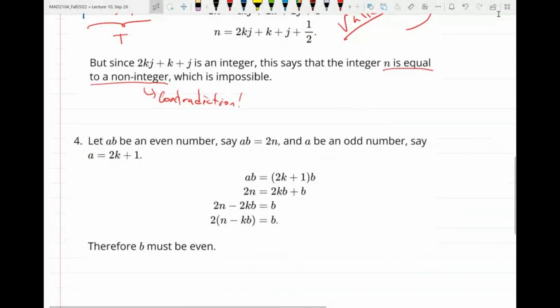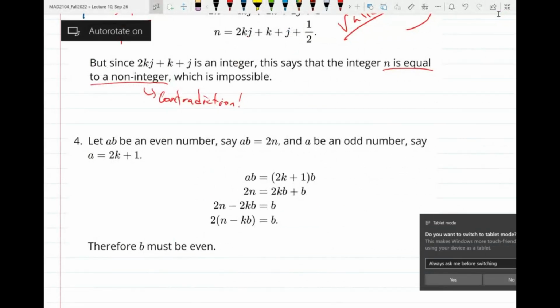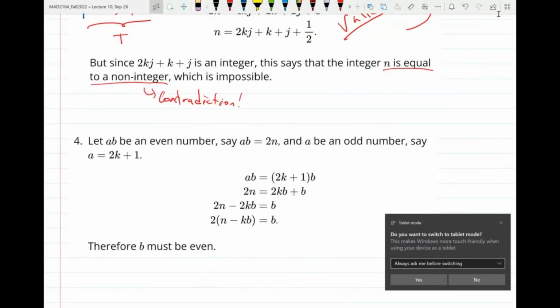All right. So let AB be an even number. Okay, so they are assuming P. So far so good, that's not a problem. Say AB is 2n, and A, B an odd number. Say A is 2k plus 1. Okay, so here's another proof technique. Okay, this is how you prove an OR statement.